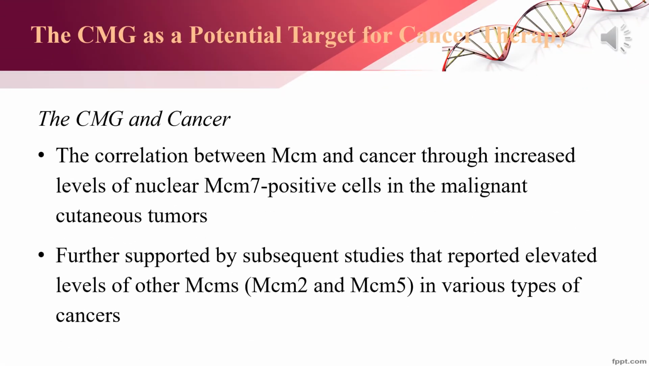The association between MCM and cancer was first indicated years earlier by finding a rise in the levels of malignant cutaneous keratinocyte tumor in MCM7 positive nuclear cells. This was also confirmed by subsequent research which demonstrated high levels of other MCMs such as MCM2 and MCM5 in different forms of cancer.